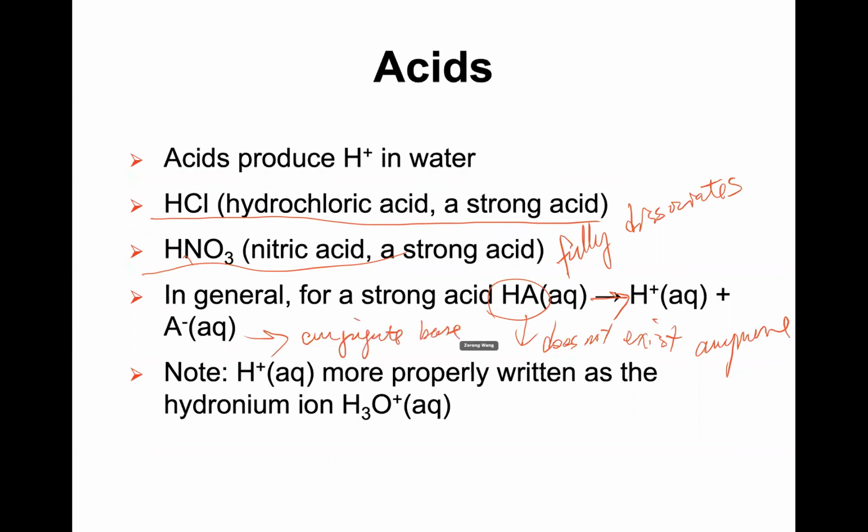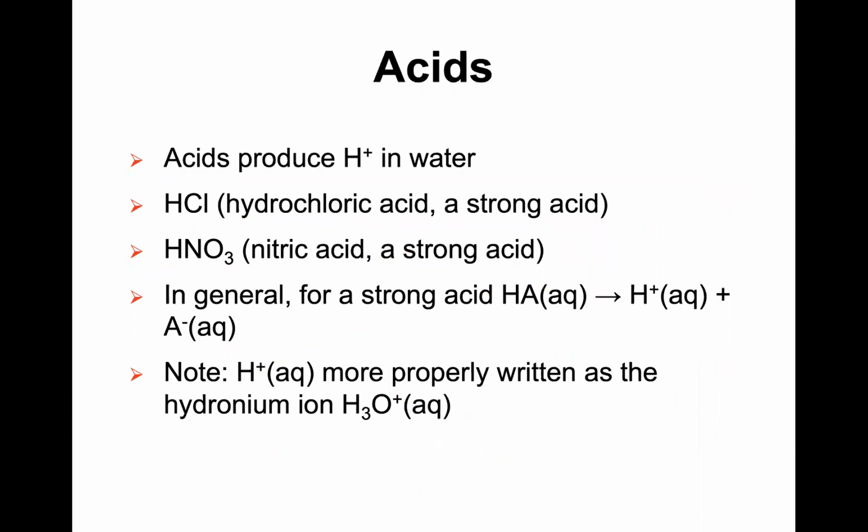Here, in most cases we write the proton as hydronium, because the free proton combines with water. The proton has a vacant orbital and water has a non-bonding electron pair, so they can combine. That forms the hydronium ion. Those are the acids.